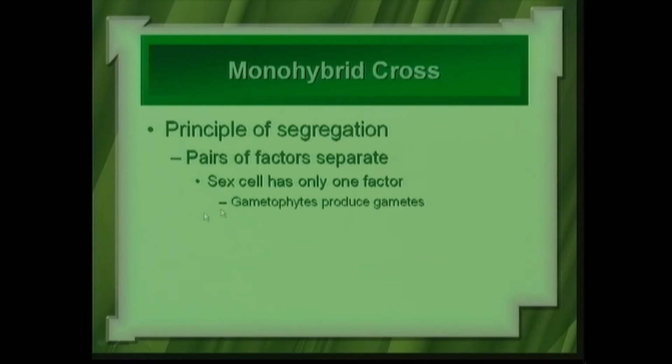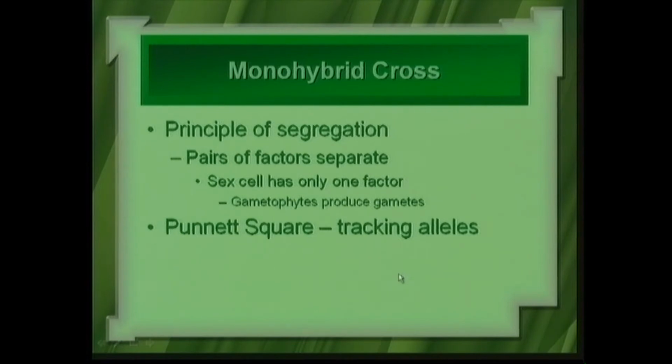Remember when we were talking about alternation of generations, you have a little plant called the gametophyte that produces gametes, where the sporophyte produces the spores and the gametophytes produce the gametes. Next, we're going to do something called a Punnett square, and this Punnett square tracks alleles. Just remember, the principle of segregation has to do with the fact that the pairs of factors separate.